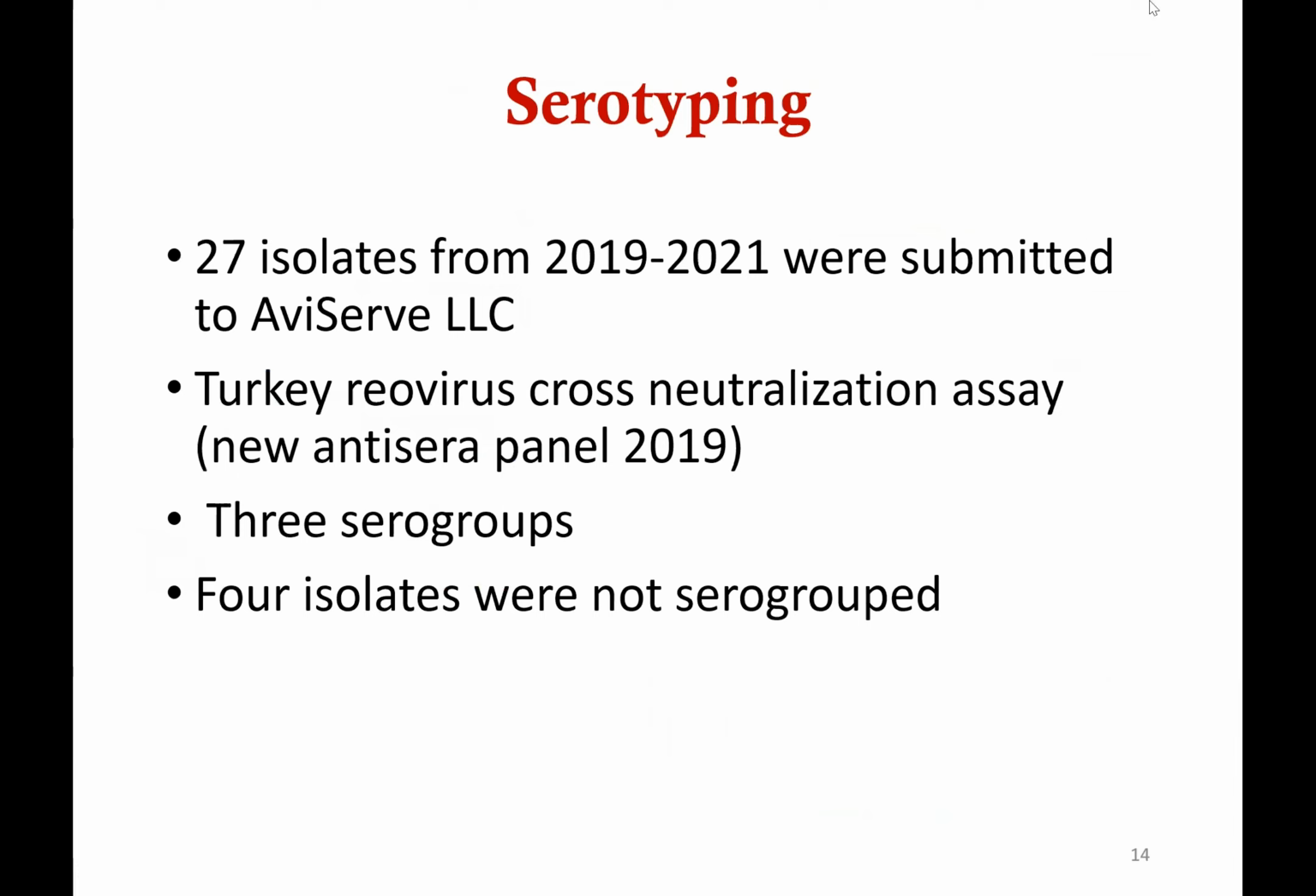we then did serotyping of representative isolates in collaboration with AVSER, and based on this serotyping, there were 3 main serogroups among these 27 isolates, and 4 isolates were not serogrouped. That also correlates with the sequencing information, where we predicted 4 to 5 unique serotypes.